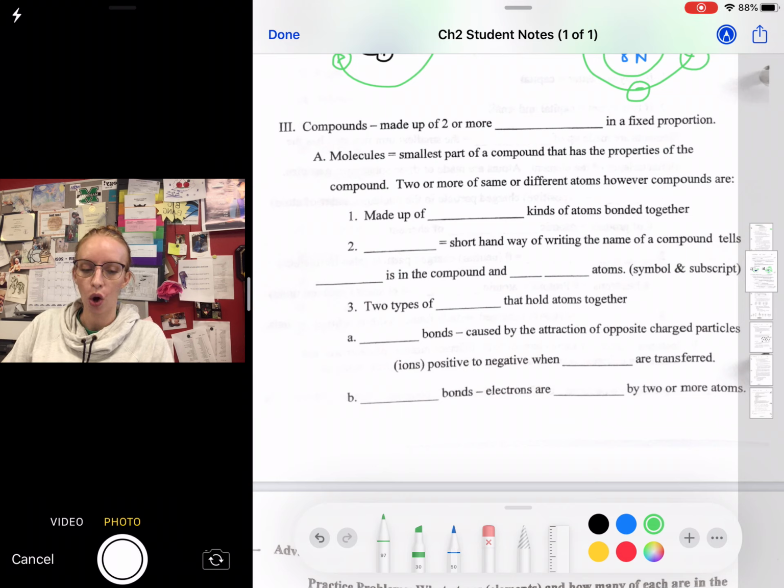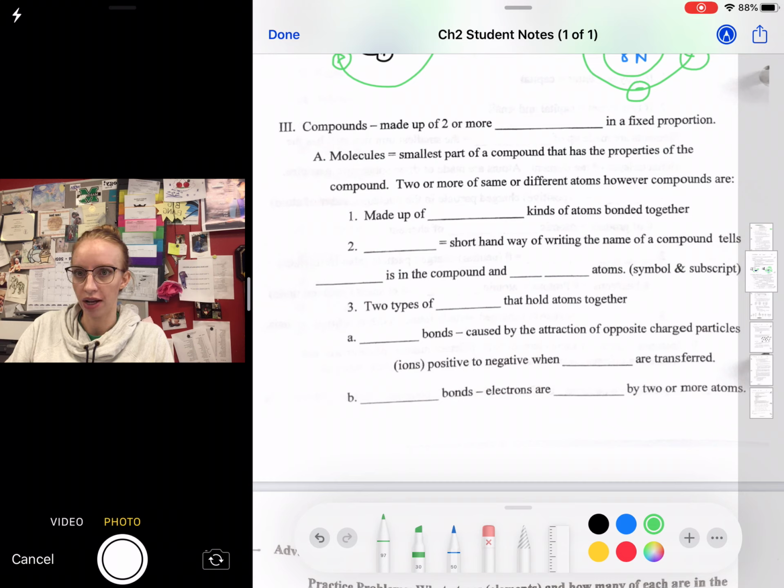So you could have O2 for oxygen, or you could have H2O for water, dihydrogen monoxide, or you could have NaCl, which is table salt, sodium chloride. So you could have 2 or more of the same or of different atoms. So compounds are made up of different kinds of atoms bonded together.